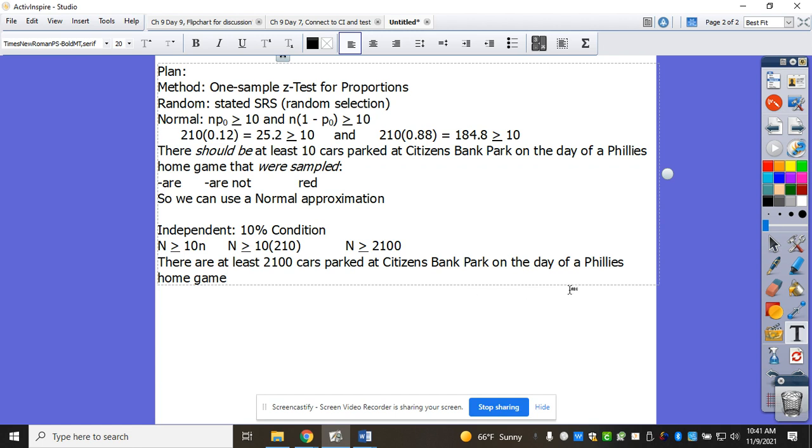Cheat and copy: cars parked at Citizens Bank Park on the day of a Phillies home game. That one has to be specific to the population, and that one is something that I would count off for. And you could even mention the fact that it told us there were 21,000 parking spaces, making sure that we knew that criteria was met.